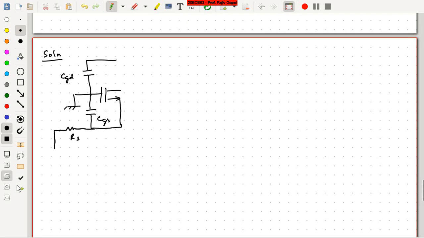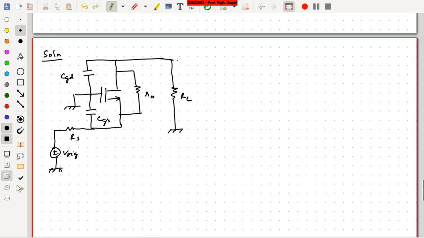RS. V signal. Then here you have R0. This is R0. Here you have RL. Here you have CL. This is V0 and this is CL.